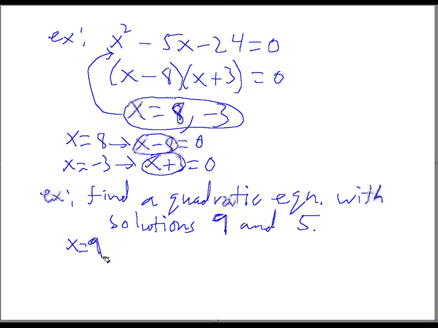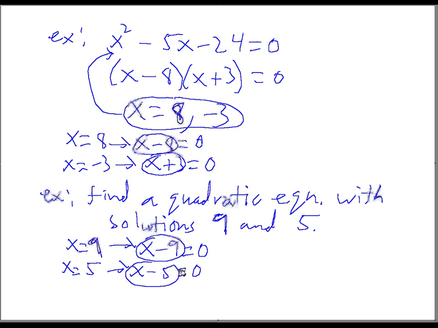What is the equation we have to solve to get this solution of 9? We're going to solve x minus 9 equal to 0 to get 9 as the solution. So that means x minus 9 is a factor of the quadratic equation we're looking for. Similarly, x equal to 5 means x minus 5 equal to 0, which means x minus 5 is the other factor. So once we have two factors, we simply multiply them together to get the quadratic equation.